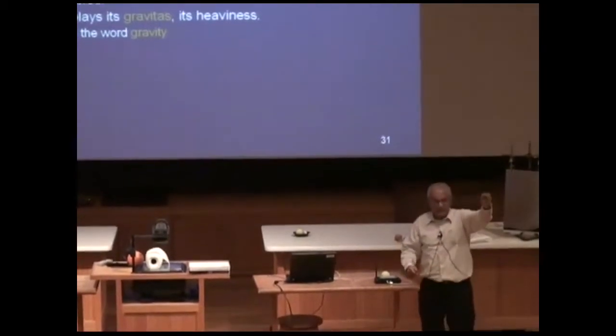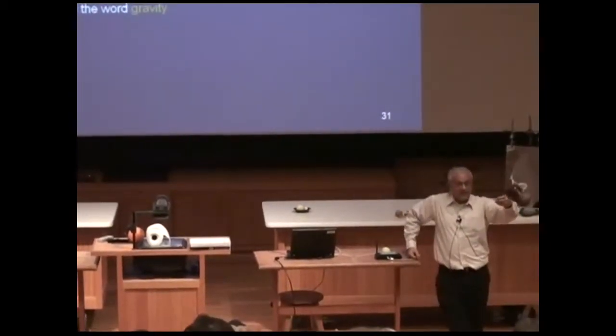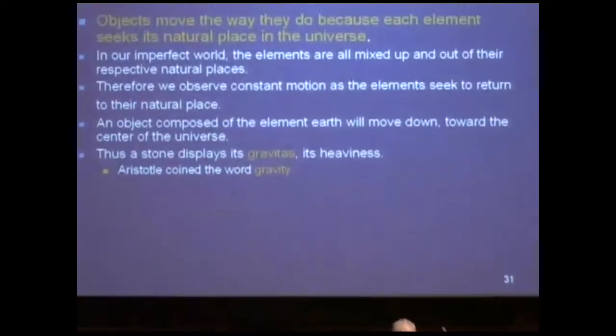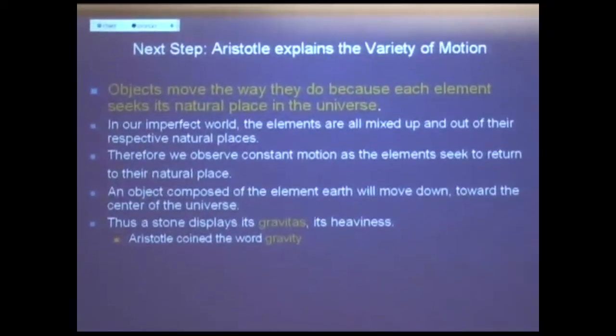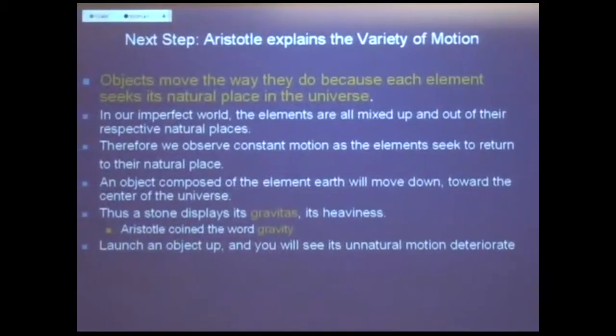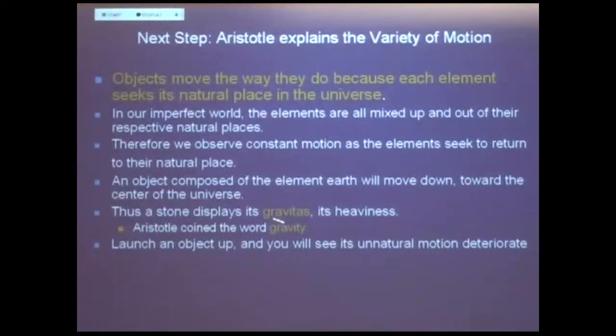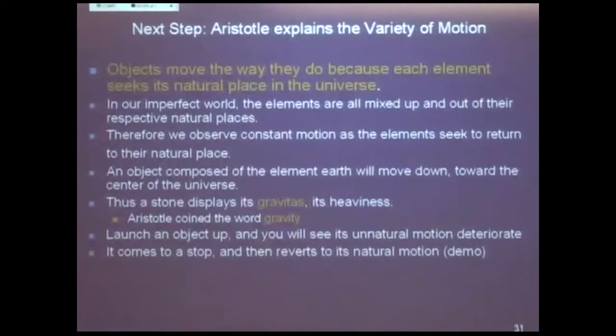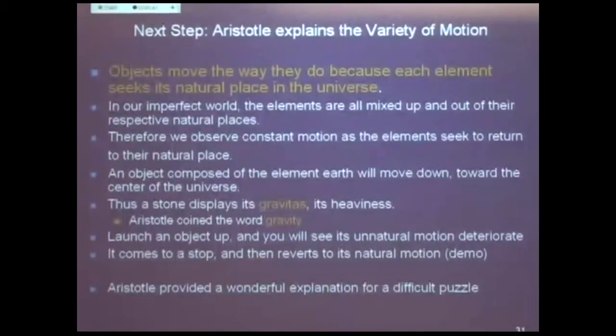So the property that Earth has that explains its motion is gravitas. Okay? In fact, the more Earth there is, the more gravitas there is, the heavier it is. And that's Aristotle's word, gravitas. So he coined the idea first of gravity. Okay? And of course, it's gone through many intellectual transformations since then, which we will follow. So gravity. Now, if you launch an object up, you will see that the motion will deteriorate and it'll come to a stop and then revert to natural motion.